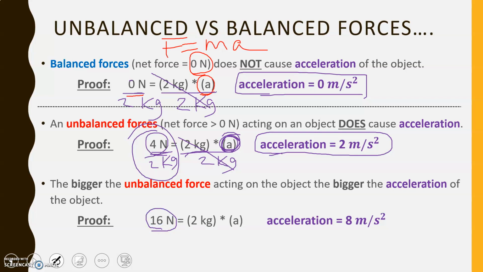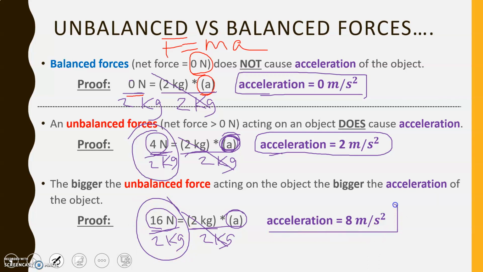So 16 newtons is equal to our mass. We're still talking about this 2 kilogram make-believe ball, 2 kilograms, times acceleration. We're going to solve for the acceleration. So we're going to divide 2 kilograms on each side. It's going to cancel out on our right side. So we're going to be left with acceleration is equal to 16 divided by 2. 16 divided by 2 is 8. So our acceleration is 8 meters per second squared.